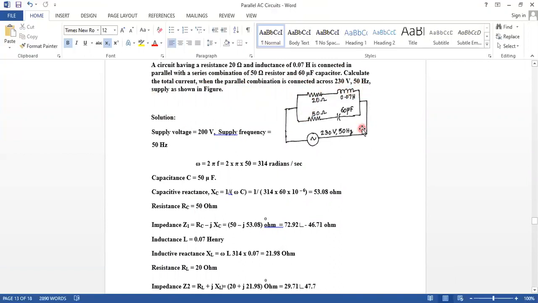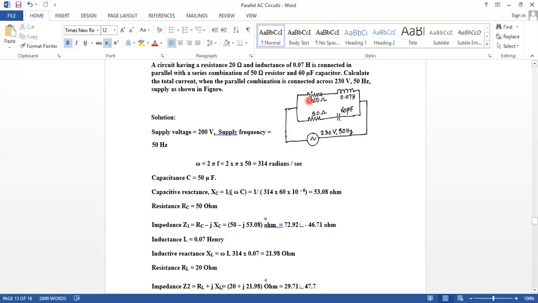Okay, what is given. Then find out the inductive reactance, then find out the capacitive reactance, and then find out the current in each branch. Okay, then you add them, so that will give you the total current. Okay, so that is one method.